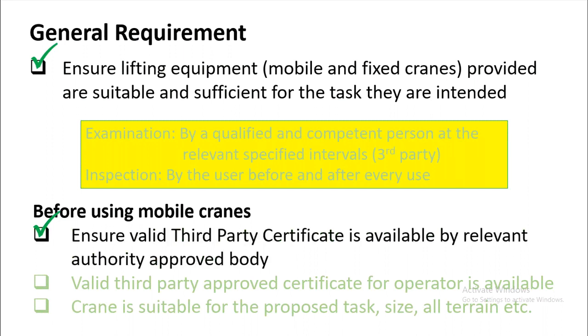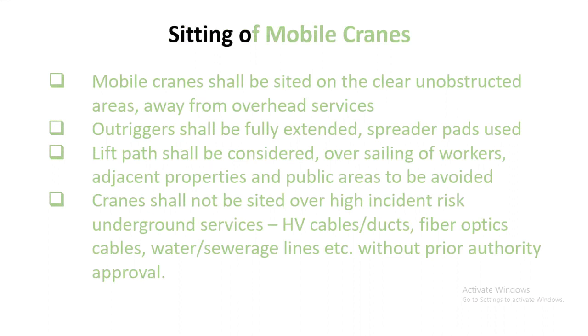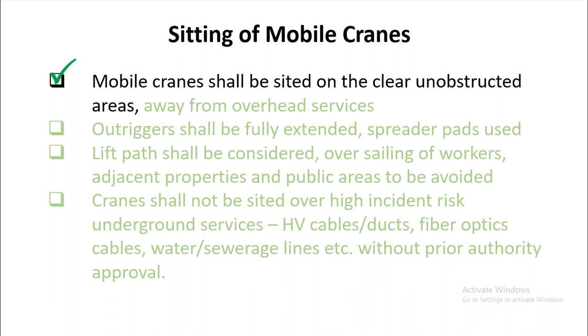Before using mobile cranes, ensure a valid third-party certificate is available from a relevant authority approved body. A valid third-party approved certificate for operators is available on the site. The crane is suitable for the proposed task, size, all terrain, etc. Setting up mobile cranes. Mobile cranes shall be sited on clear, unobstructed areas away from overhead services.